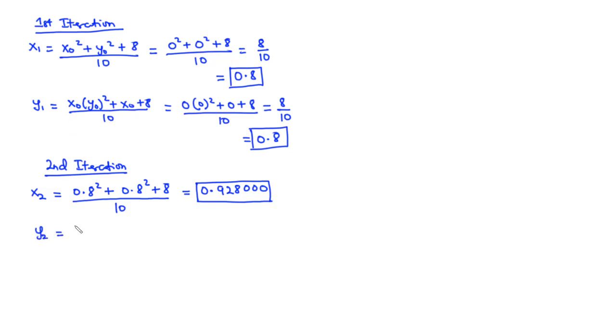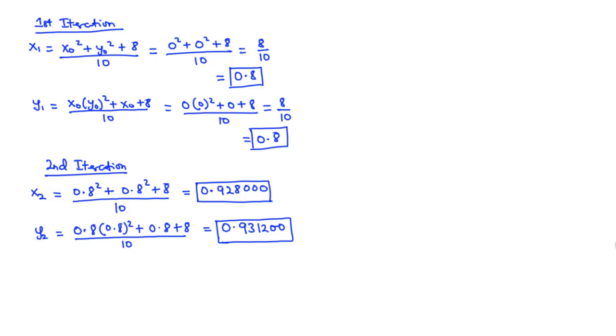For y2, we are going to have x1, so that is 0.8 times y1, that is also 0.8. So we have the square of it, plus 0.8 plus 8, all divided by 10, and that is also going to be 0.931200. This is the value of y2. So at the end of the second iteration, we have these two values, 0.928000 and then 0.931200 for x2 and then y2 respectively.